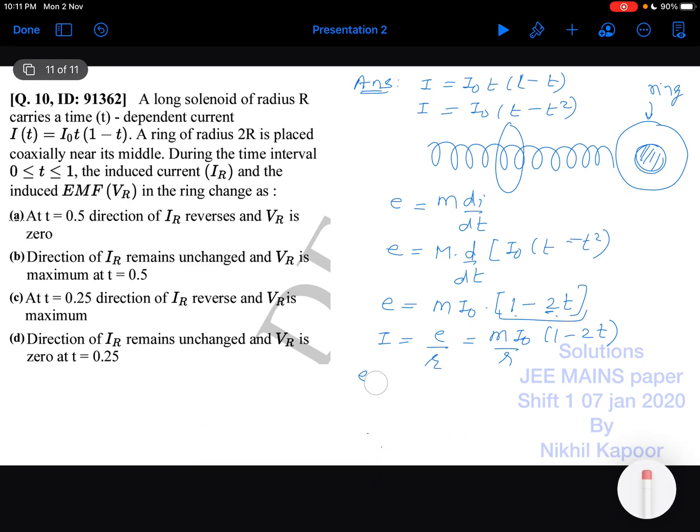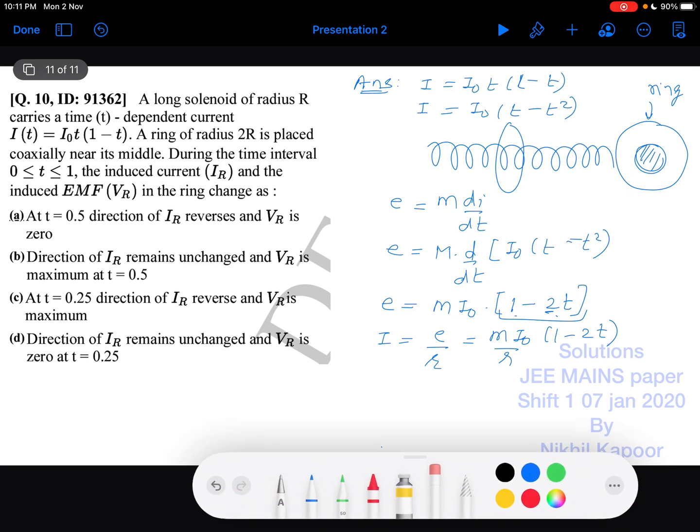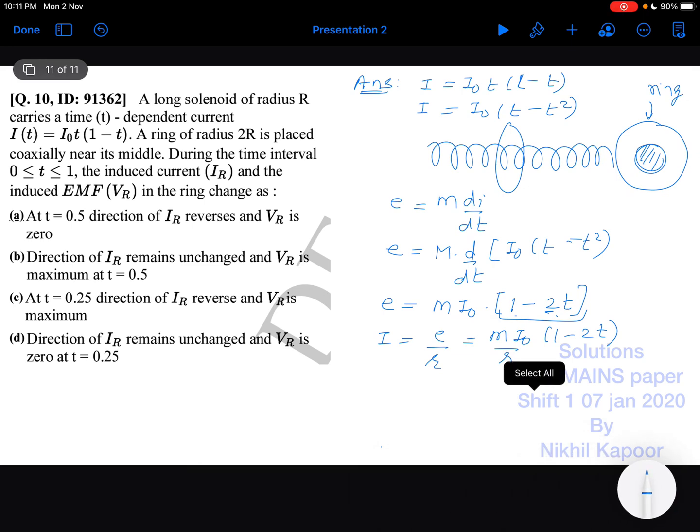Okay, so let's substitute the values and let's check by option. So let us check first of all the first option. What would be the value of E at 0.5? So m into I naught in bracket 1 minus 2 into 0.5. So that becomes 0. While current at 0.5 will also get 0. So it means that at 0.5 EMF is getting 0.